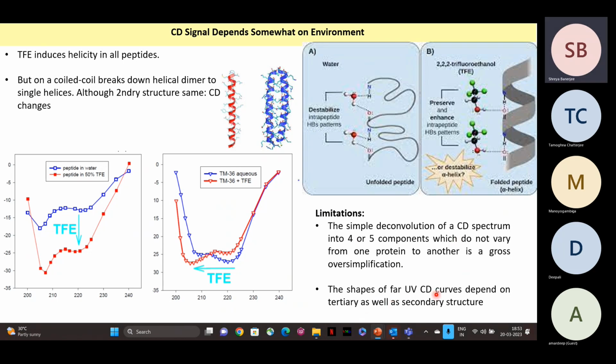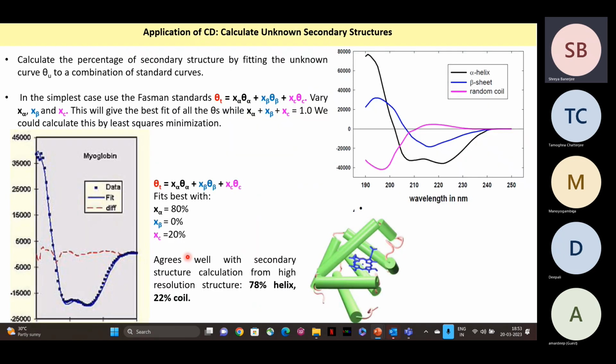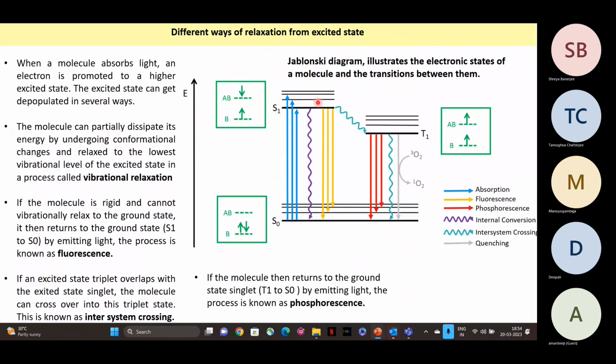Secondly, the shape of the CD curve also depends on tertiary structure. We saw in this plot that even though both are helices, the CD spectra are different. So it is not only the secondary structure, but also the tertiary structure that determines the CD spectra. That is one of the limitations of this formula, because it only considers secondary structures.